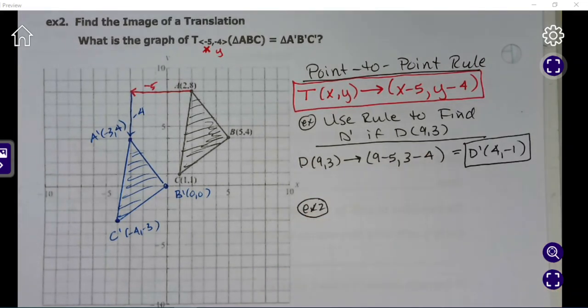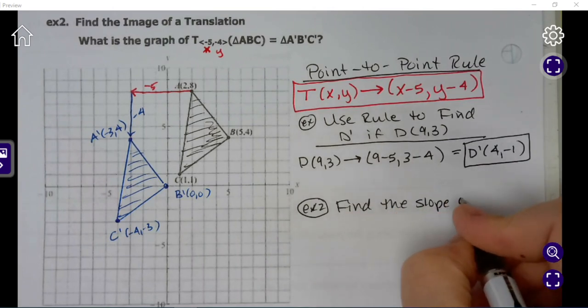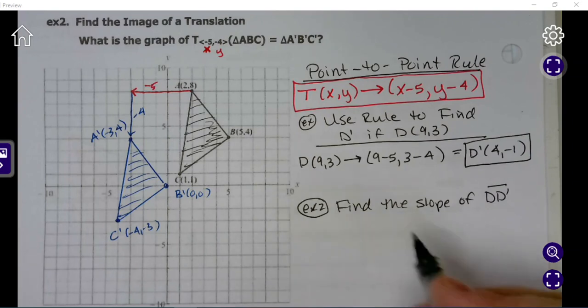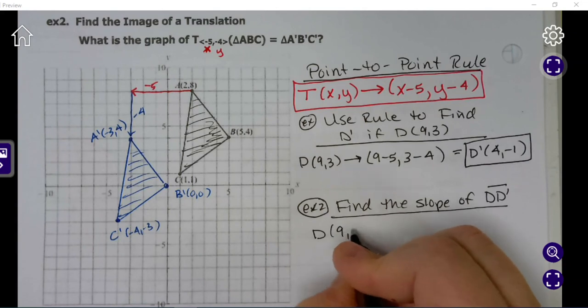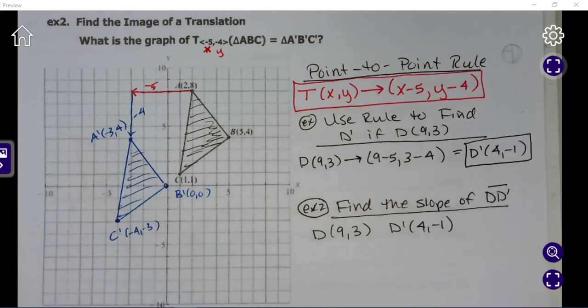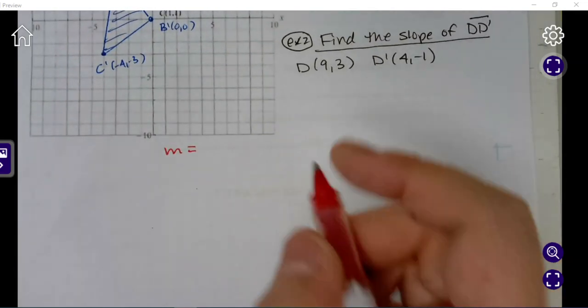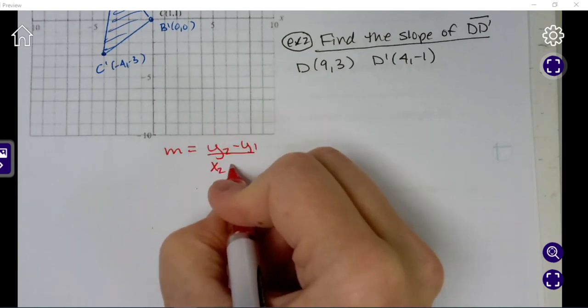All right, so example 2. We're going to find the slope of the segment D to D prime, using the D and the D prime that we just found. So D is the point 9, 3. D prime is the point we just found, 4, -1. We want to find the slope in between them. So using your slope formula, which is y sub 2 minus y sub 1 over x sub 2 minus x sub 1.